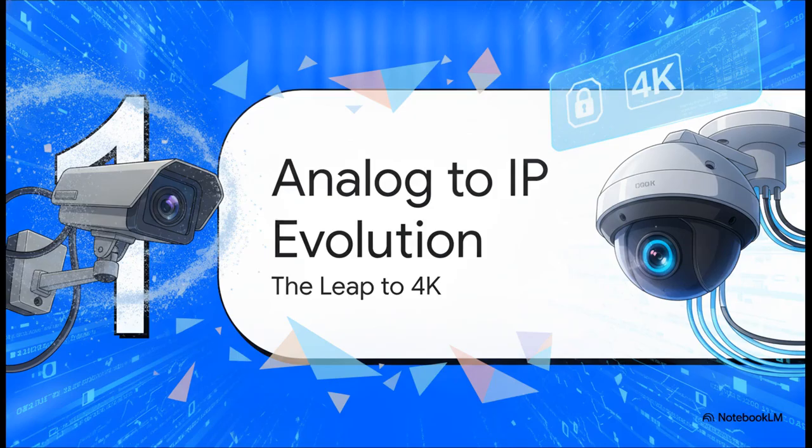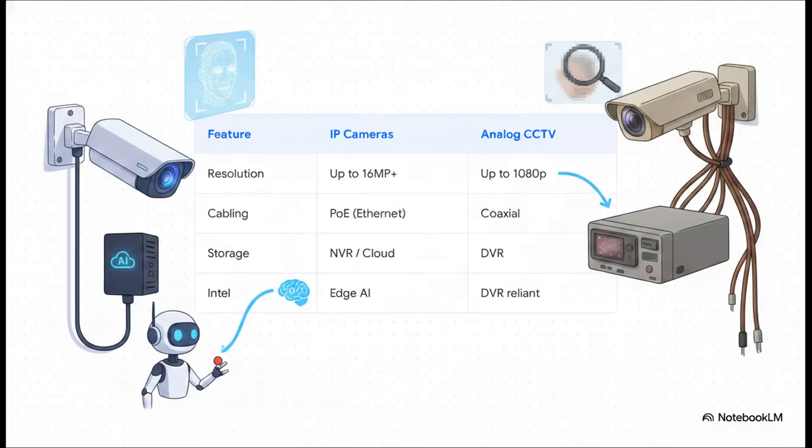Section 1. Analog to IP evolution. The leap to 4K. We are officially in the smart era now. Okay, so there's a really stark contrast between modern IP network cameras and the old-school analog CCTV. If you've ever dealt with analog systems, you know they were incredibly limited. You had these messy coaxial cables that needed their own separate power lines, and the resolution usually maxed out around 720p or maybe 1080p. If you tried to zoom in on a face or a license plate, you just got this blurry, pixelated mess. But IP networks, it's a whole different ballgame.